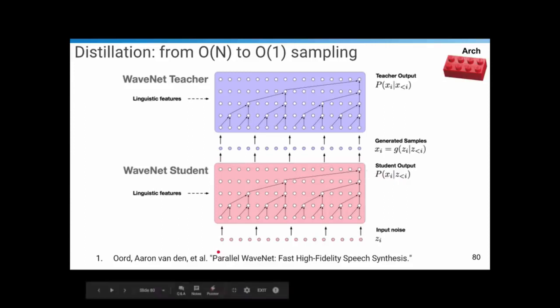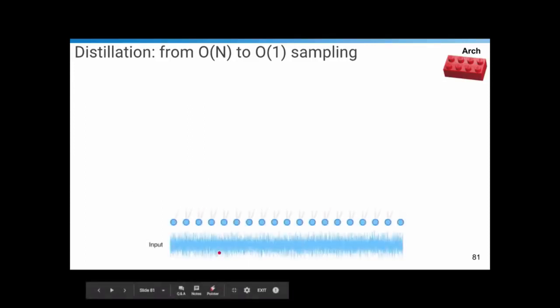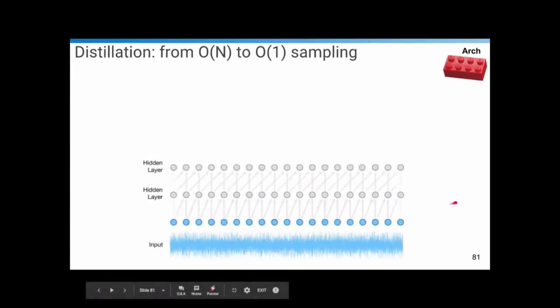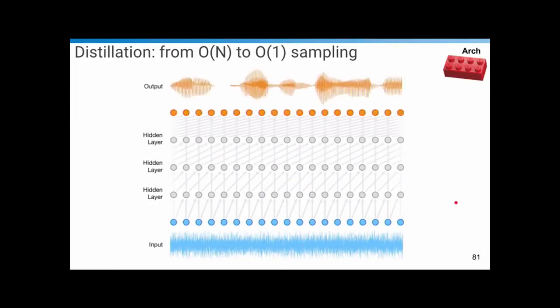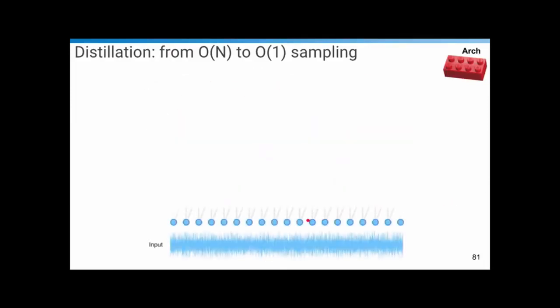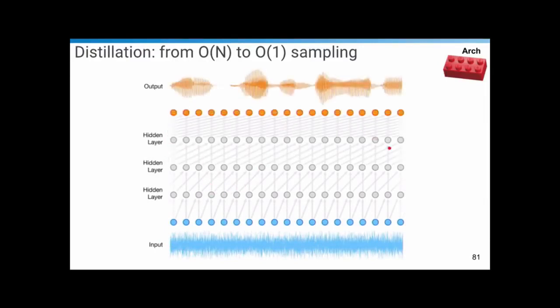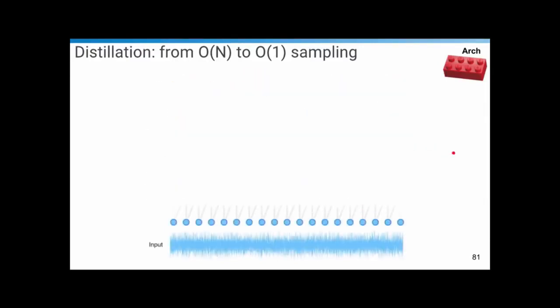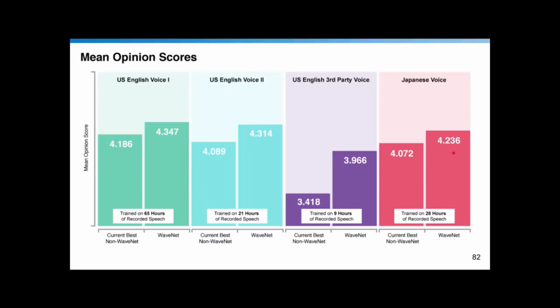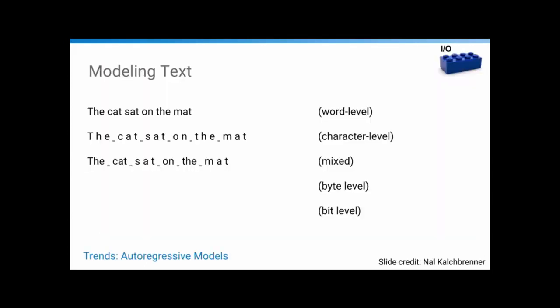For more details, check out this paper on Parallel WaveNet, and here's an animation of what sampling would look like. Now, instead of going sequentially from left to right in the waveform, you can just feed in the noise all at once and actually produce the waveform in parallel. This is actually what's being used now. And here are some mean opinion scores showing that it's quite good compared to non-neural net-based systems, and it's fast enough to be actually used in production.